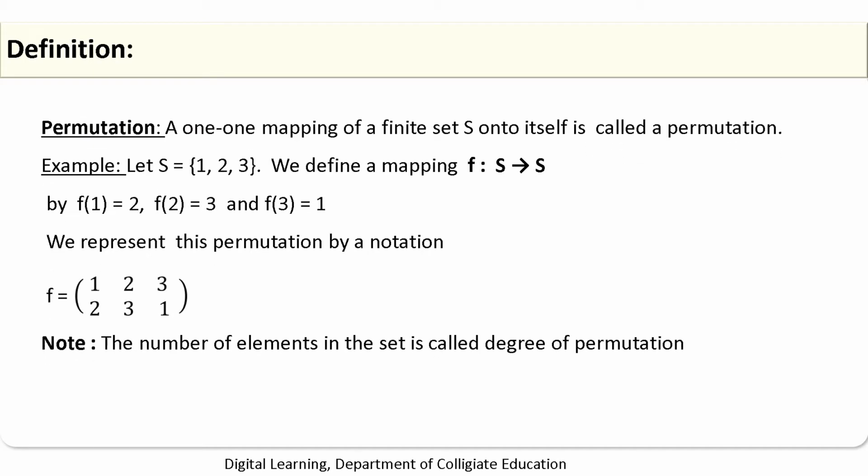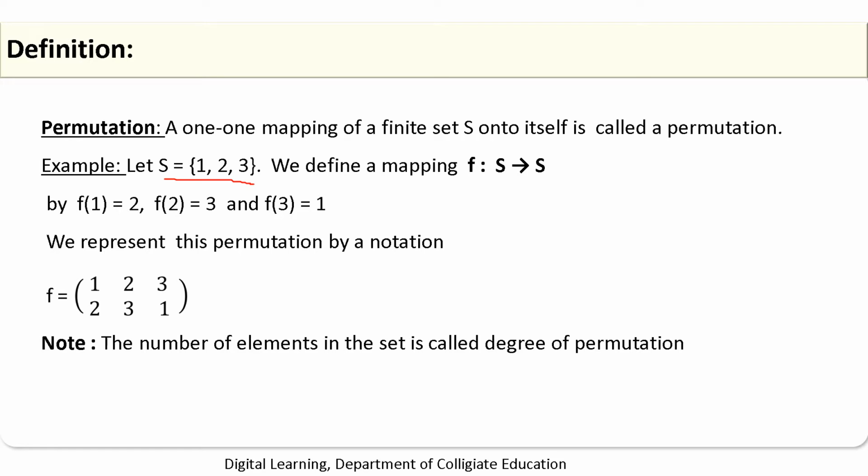First of all, let us define what is meant by permutation. A permutation is a one-to-one mapping of a finite set S onto itself. You can understand this with the help of an example. Consider S is equal to {1, 2, 3}, which is a finite set.